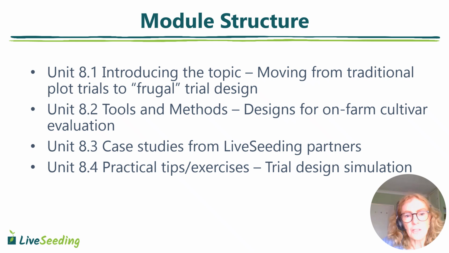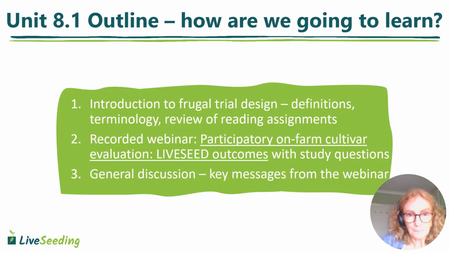You can see here the structure. We're in this 8.1 right now, which is about moving from traditional plot trials to frugal trial design. Then we'll go on into tools and methods, and then the case studies and the practical tips. Through those 4 units, hopefully you will have achieved those learning objectives. How are we going to learn?